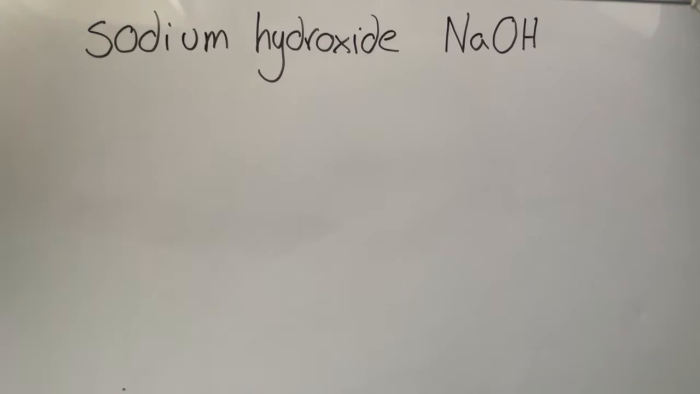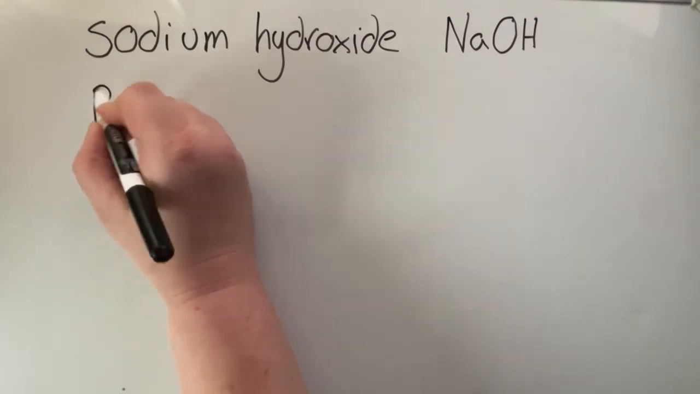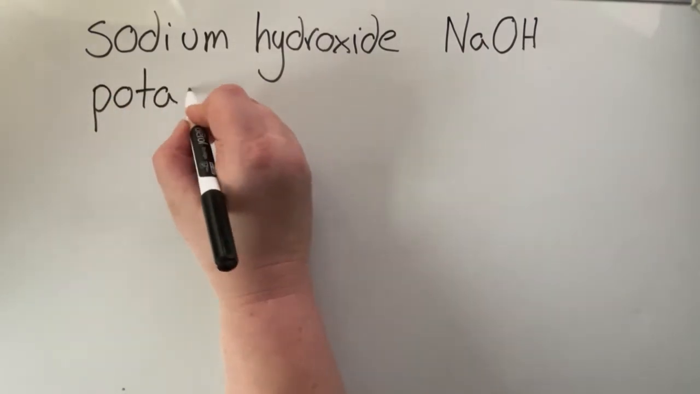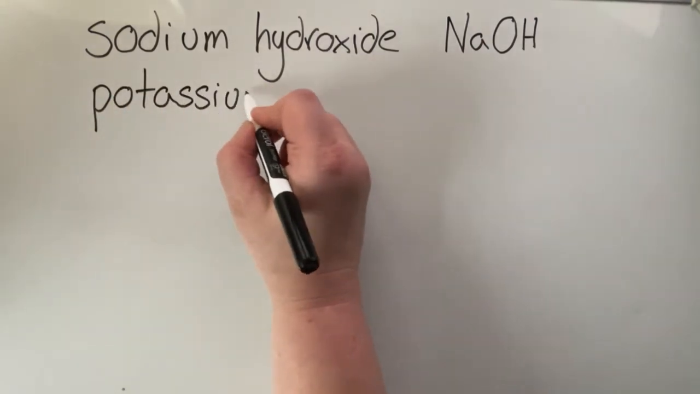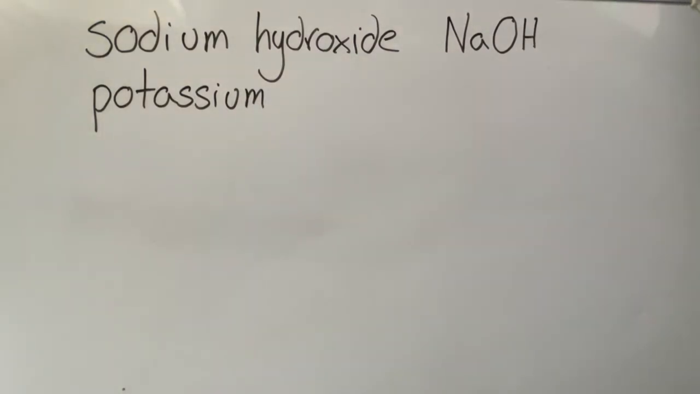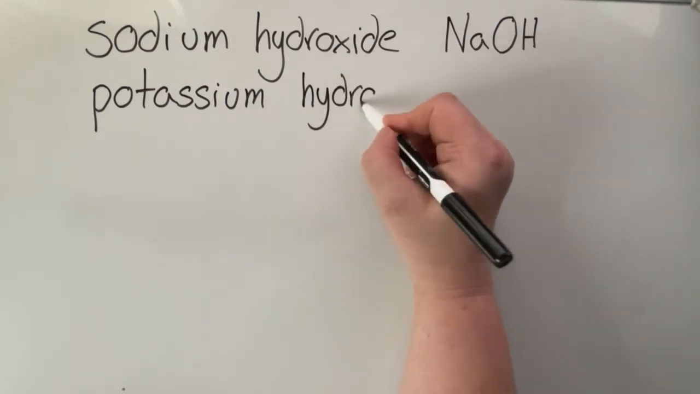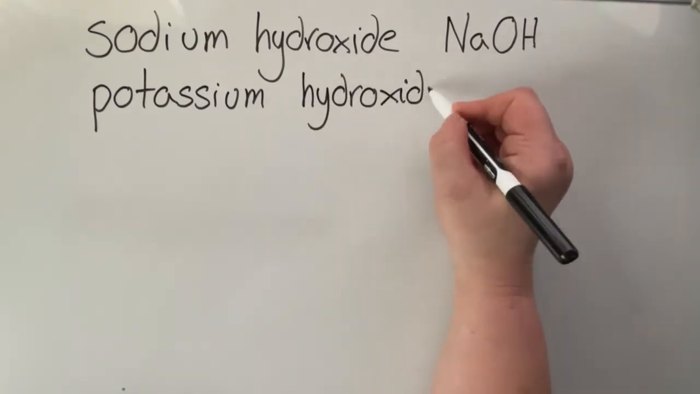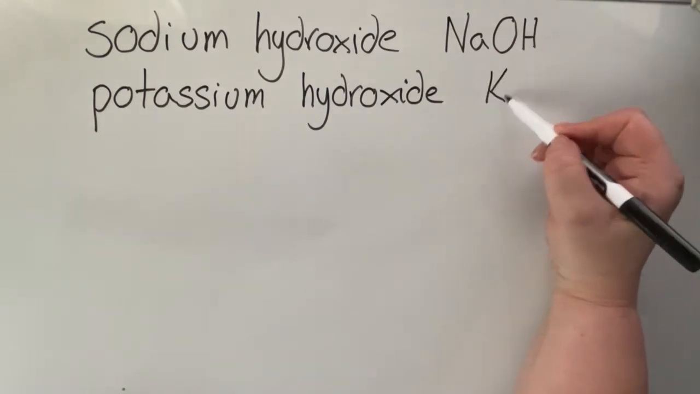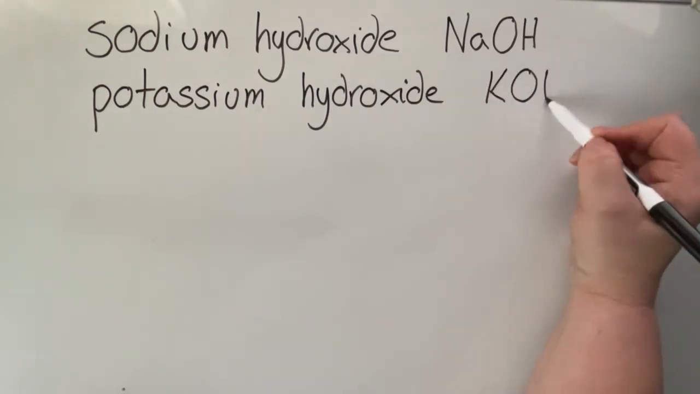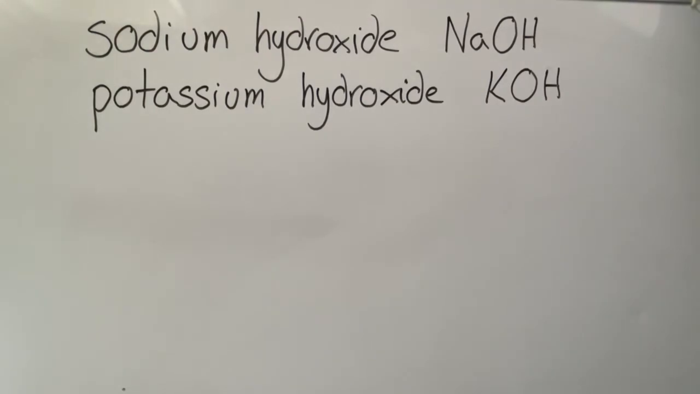The next most common one that you'll tend to come across in class is potassium hydroxide. Be careful, lots of people like to spell it with 2 T's and 1 S. Its formula is capital K and then capitals O and H.